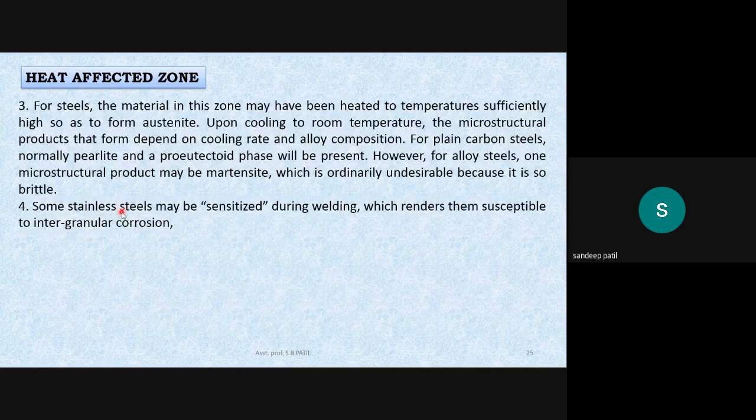Sometimes stainless steels may be sensitized during welding, which renders them susceptible to intergranular corrosion. So we have seen this sensitization of stainless steel, in which corrosion may form, and that kind of corrosion is called intergranular corrosion, where corrosion occurs through the grain boundaries.